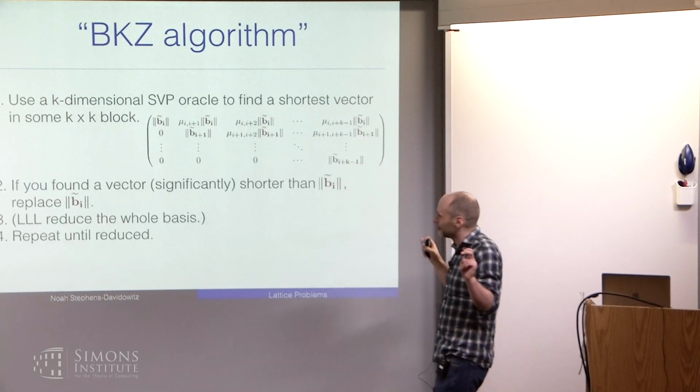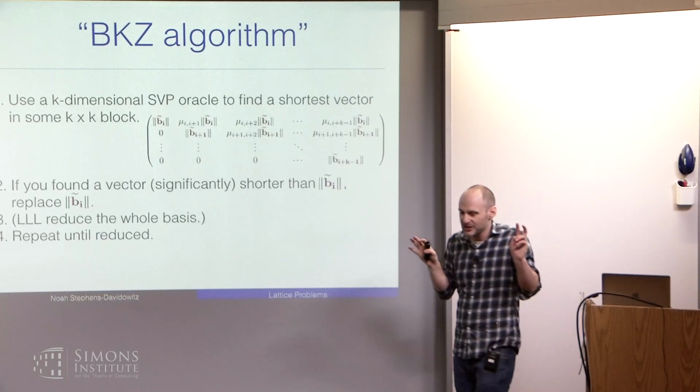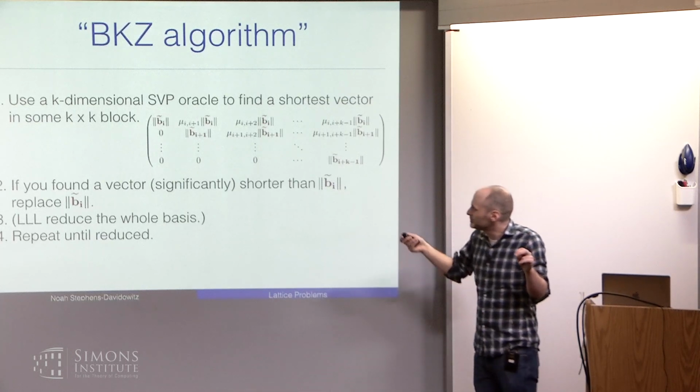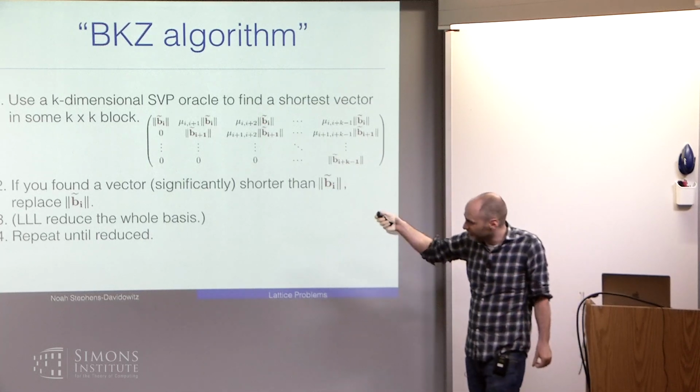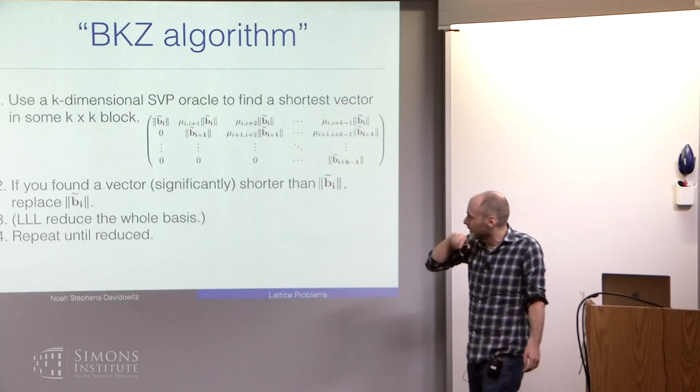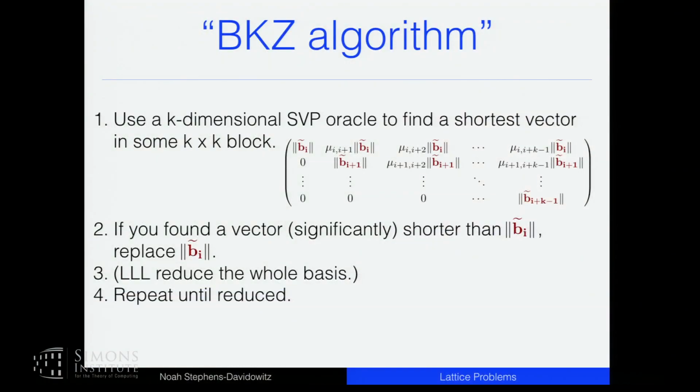And the BKZ algorithm, which I'll put in scare quotes because there are many ways to instantiate it, the idea is just to use a k-dimensional SVP oracle. You assume you have a solver for SVP in dimension k, and you look at these blocks that are k by k, and if you find a vector that's shorter than your current Gram-Schmidt, then you replace your current Gram-Schmidt by the new vector. And you have to update the basis, and there's an LLL reduce process that you have to do to make sure you have numerical stability, but this is the idea. And you repeat this until you're reduced.